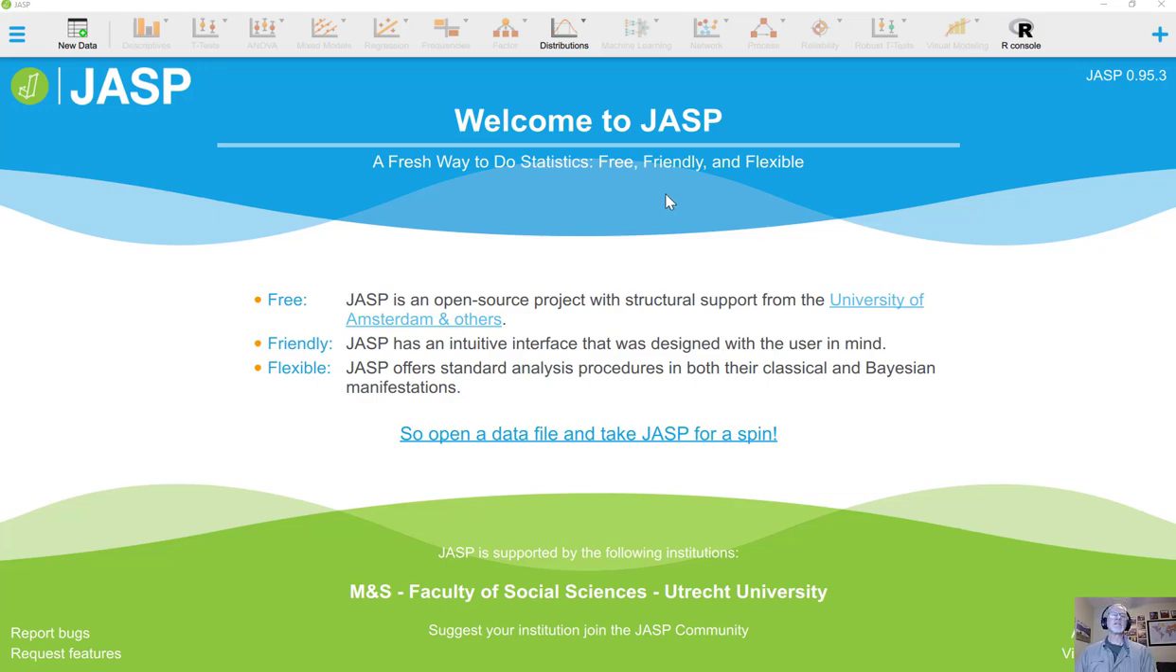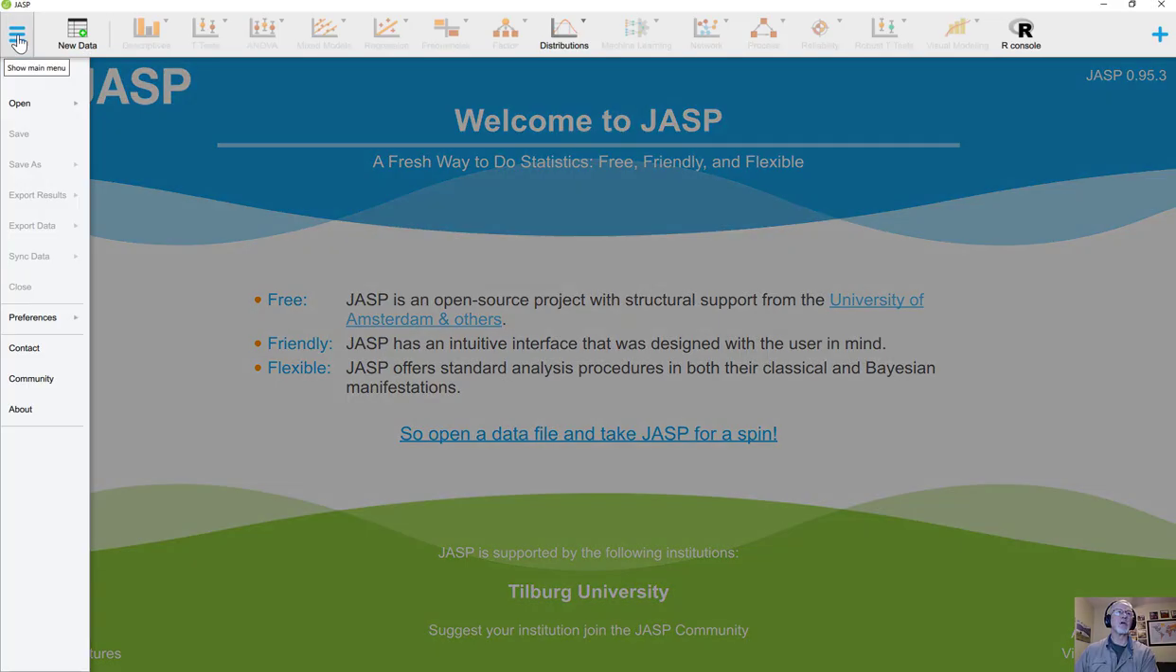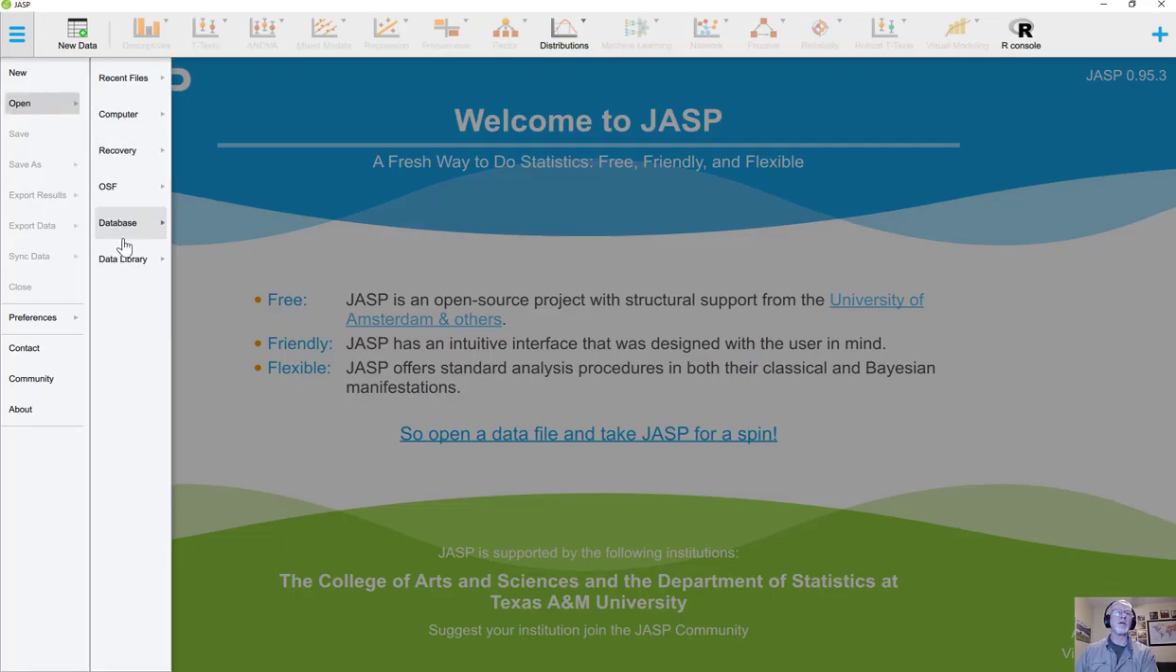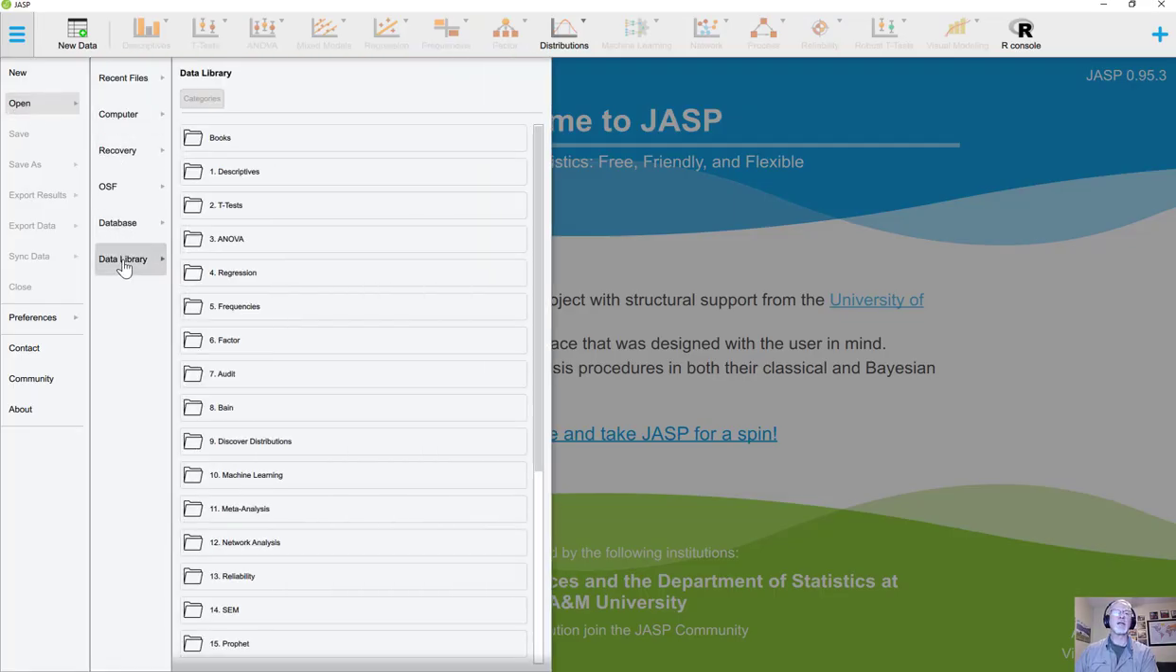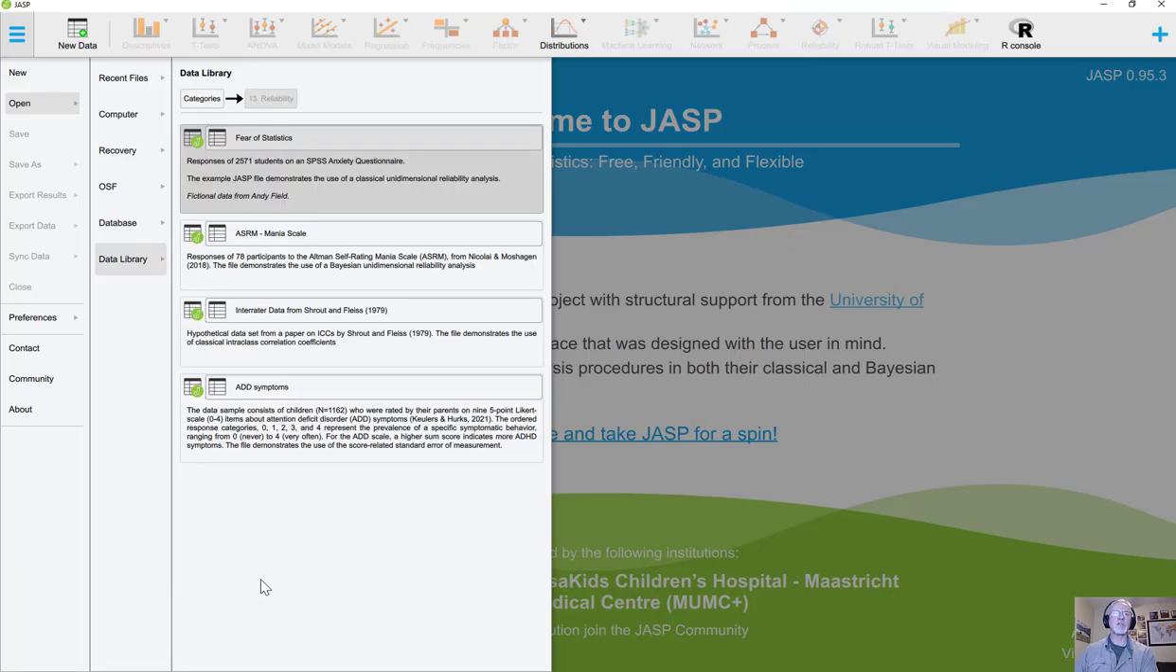Hi, this is lesson 17 in the use of JASP and learning statistics. And today we're talking again about reliability and starting to get into some details of factor analysis. Let's get going. We're going to open a data set from the data library under reliability section 13.